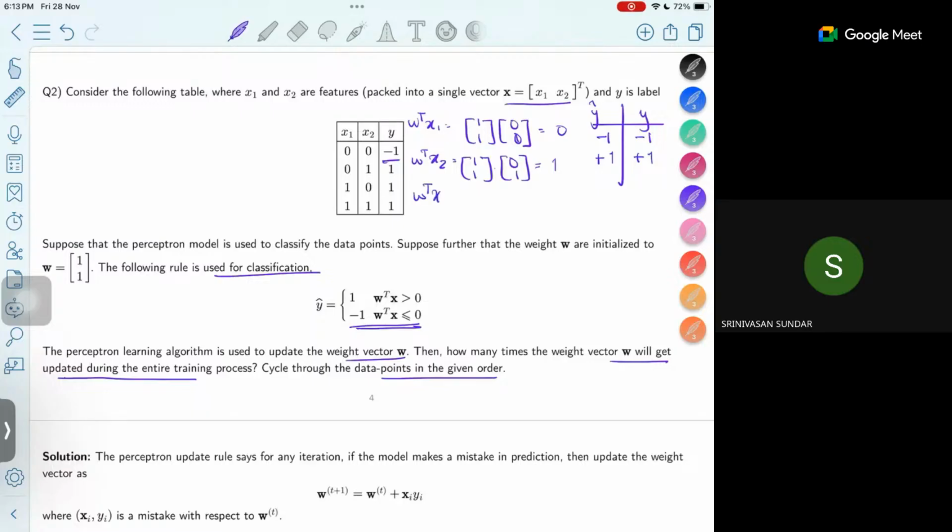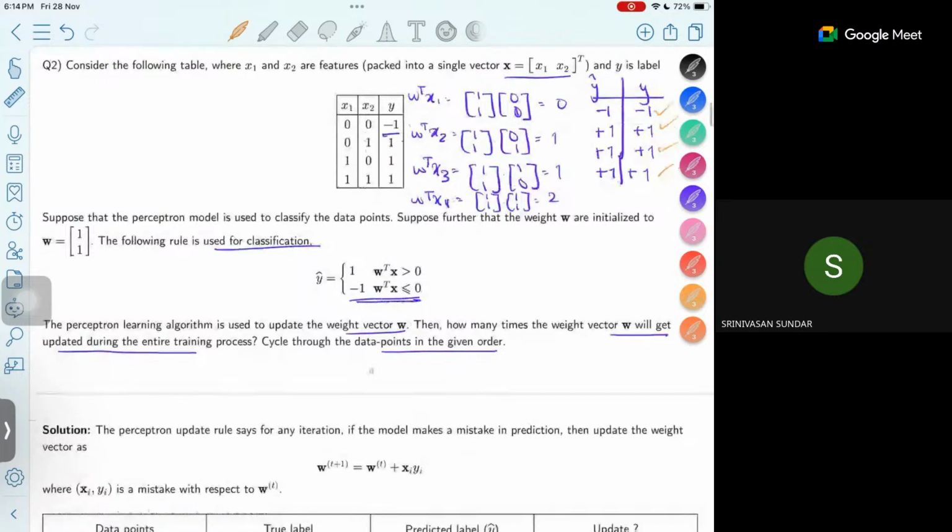Now W transpose x3 is equal to 1, 1 dotted with 1, 0. Similarly, this is also 1, so this is +1 class, and the true class is +1 class. Finally, we have W transpose x4, which is 1, 1 dotted with 1, 1, which is 2, which is again +1, and this class is also +1, which means everything is matching. In the first iteration itself, it has converged. Our initial weight vector w0 has turned out to correctly classify all the points.